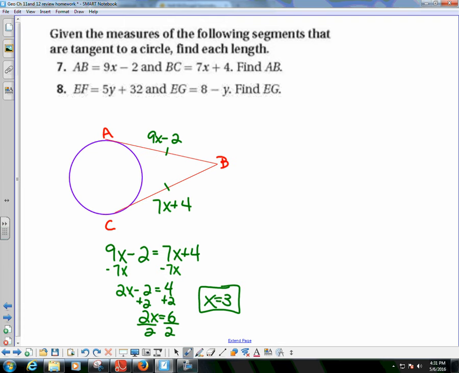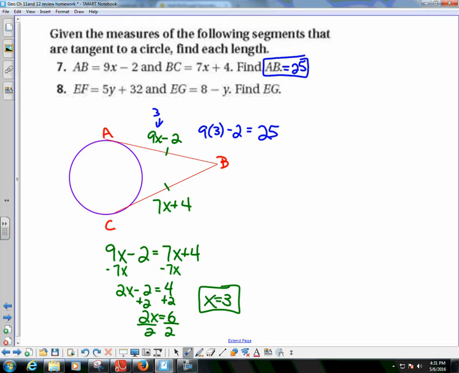It does not ask me for the value of x. It wants to know how long each of the segments are, and I need to find AB for problem number 7. It doesn't necessarily matter where I plug that in because both of those segments are the same length. I'm going to take 3 and plug it in for x. So I'm going to have 9 times 3 minus 2. 9 times 3 is 27. 27 minus 2 is 25. We're not given any units, so AB equals 25.